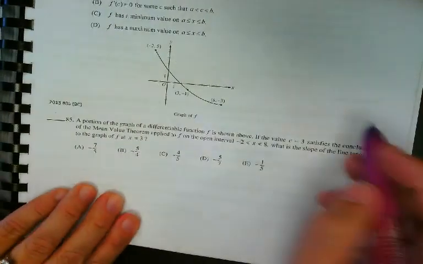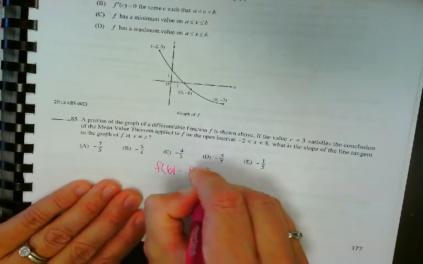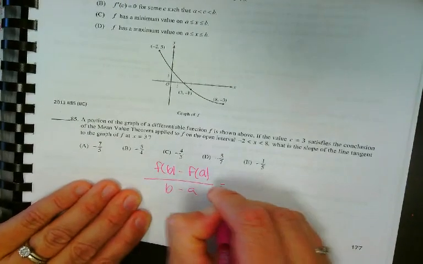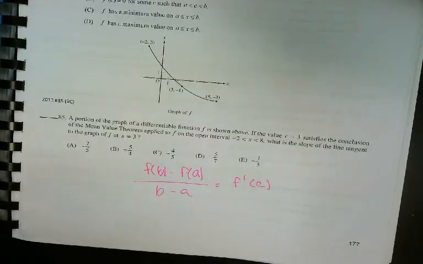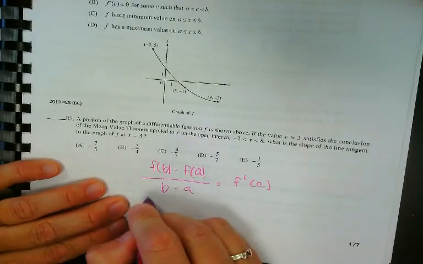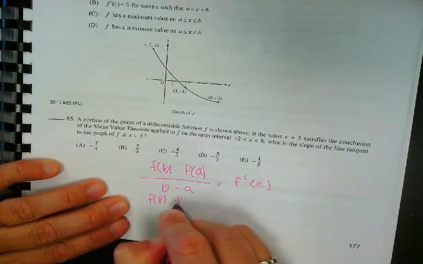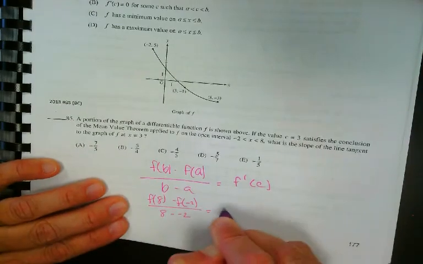Okay, so again, they're telling us to use the mean value theorem. So f of b minus f of a over b minus a equals f prime of c. Let me get that in our heads. And our interval goes from -2 to 8, so I need f of 8 minus f of -2 all over 8 minus -2.